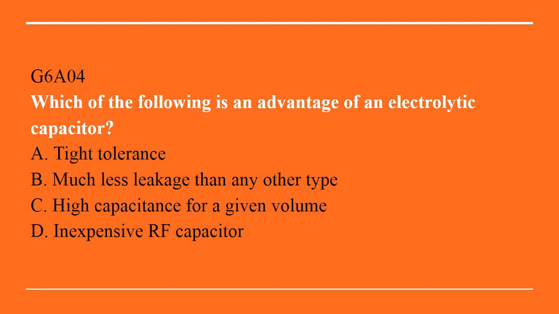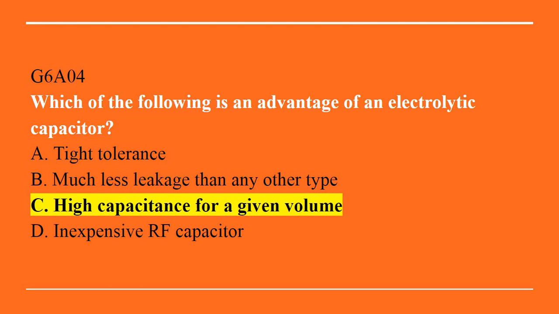G6A04, which of the following is an advantage of an electrolytic capacitor? A. Tight tolerance, B. Much less leakage than any other type, C. High capacitance for a given volume, or D. Inexpensive RF capacitor? Answer is C. High capacitance for a given volume.